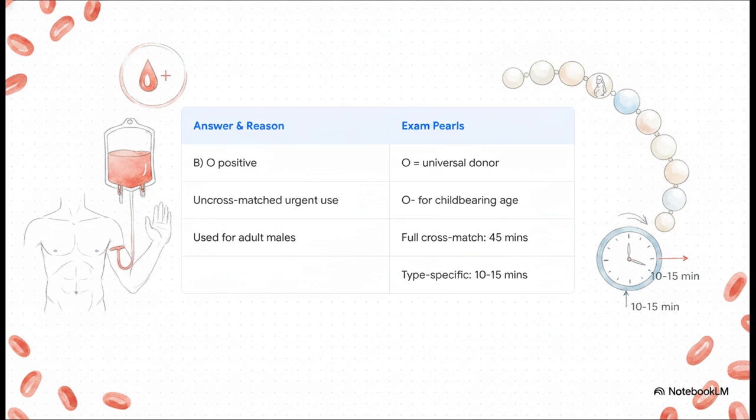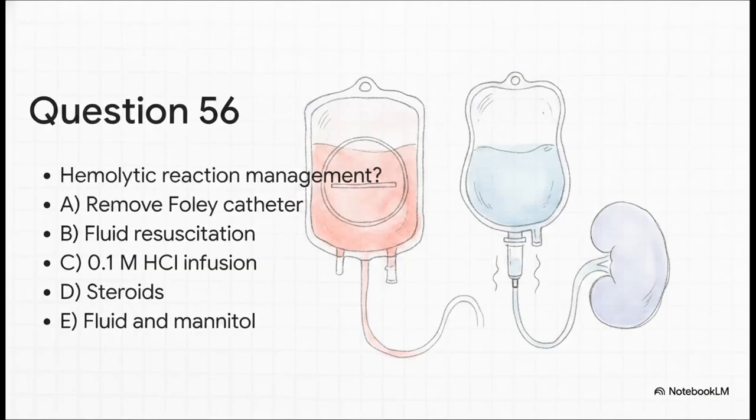For the pearls, O is the universal donor for red blood cells. A full cross-match might take up to 45 minutes, but type-specific blood can be available in just 10 to 15 minutes. A 39-year-old man is suspected of having a hemolytic transfusion reaction. Which of the following is appropriate in management? A. Removal of Foley catheter. B. Fluid resuscitation.